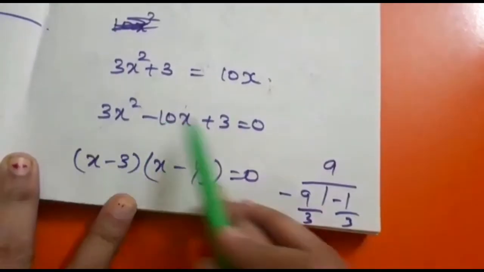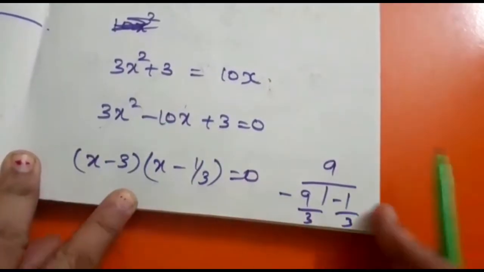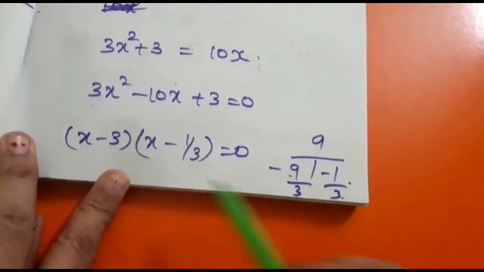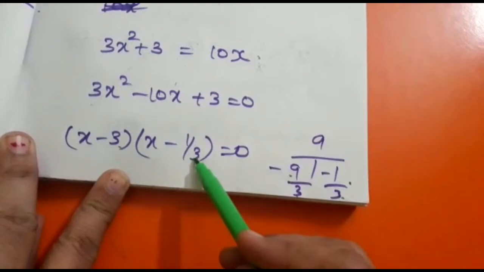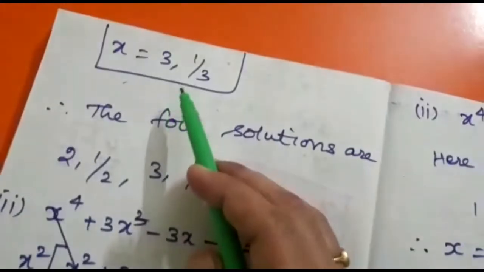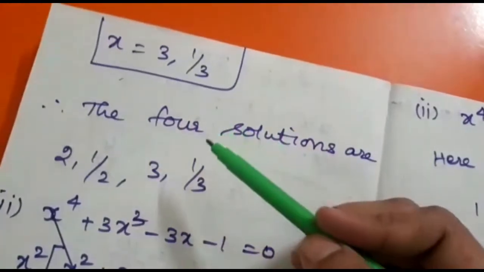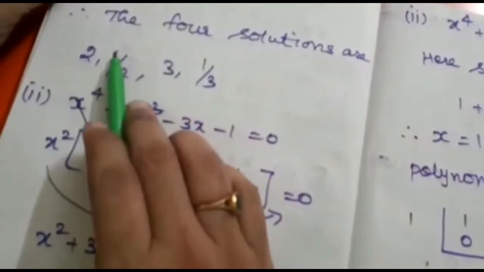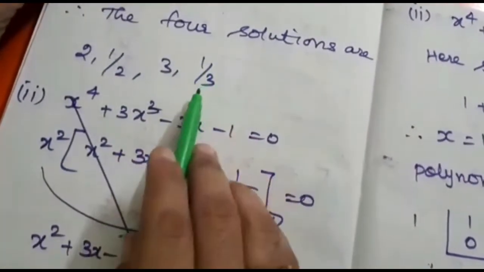So again I can factorize: 3 3s are 9, so minus 9 minus 1. With 3 I can divide. So x minus 3 into x minus 1 by 3 is equal to 0. So x is equal to 3 comma 1 by 3. Therefore the four solutions are 2 comma 1 by 2, 3 comma 1 by 3.